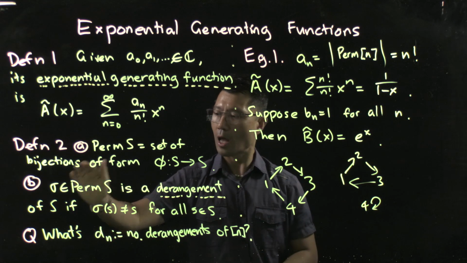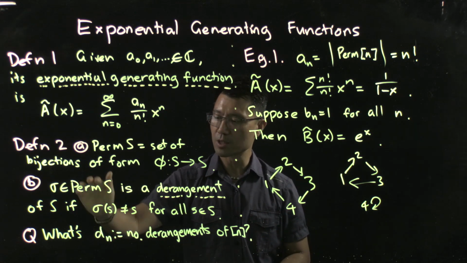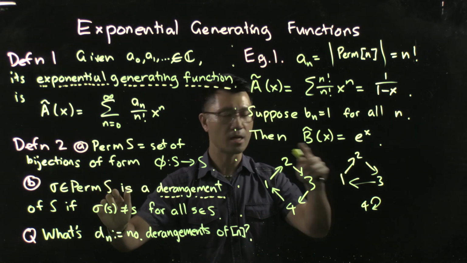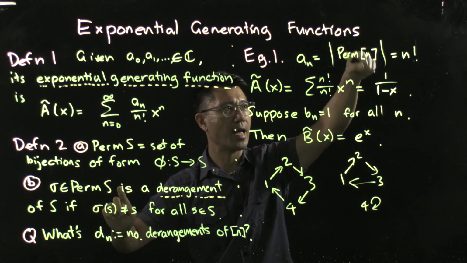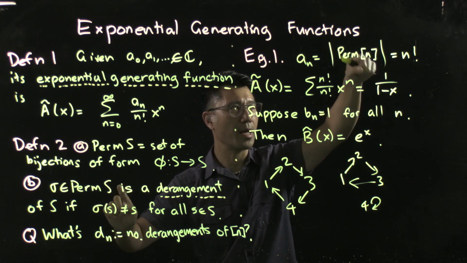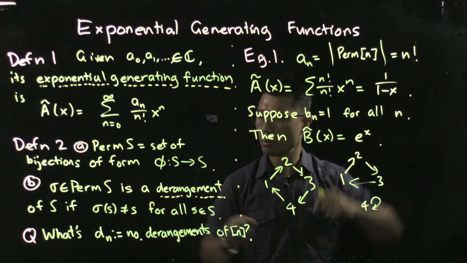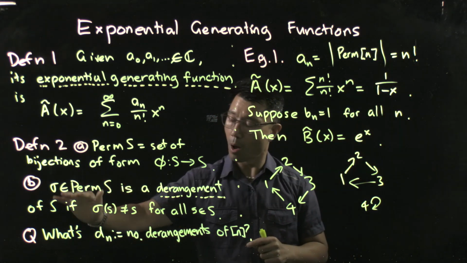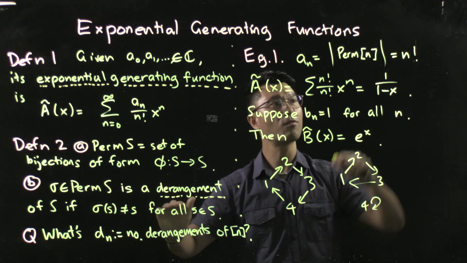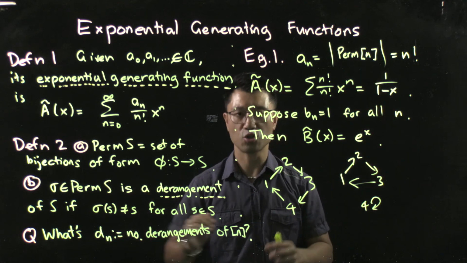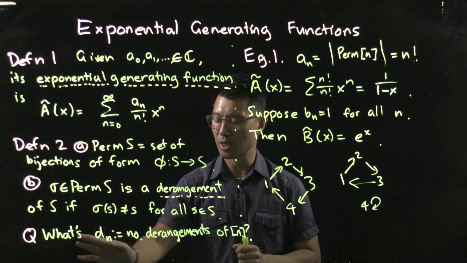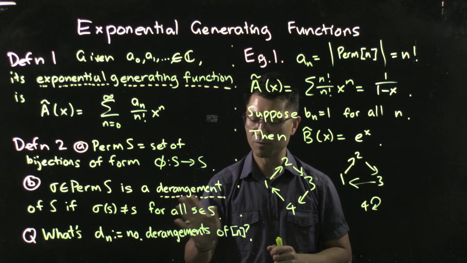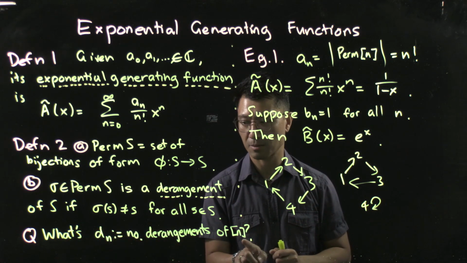So we know if we look at the cardinality of the permutations of S, and S has a finite number of elements, like it's just this set [n] with n elements, then this is n factorial. But it's interesting to ask, what's the number of derangements? How many of those permutations are such that you actually move every single element? So that's the question here. What's d_n equal to, the number of derangements of this set?